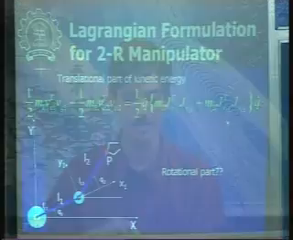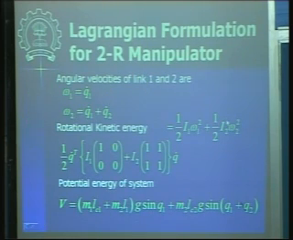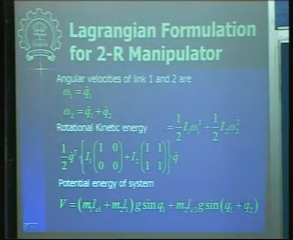Okay, now how about the rotational part of the energy? We'll see that the rotational part we have to find out from the omegas. So what is omega 1? Omega 1 is q1 dot and omega 2 is q1 dot plus q2 dot. So rotational kinetic energy will be half I1 into omega 1 square plus half I2 into omega 2 square, and you plug in these values for omega 1 and omega 2, and you will get this expression for rotational kinetic energy.